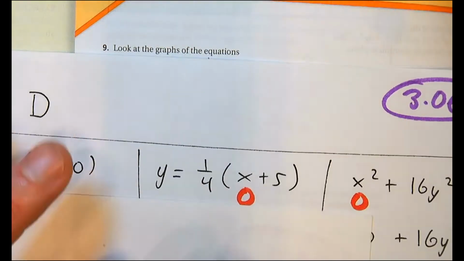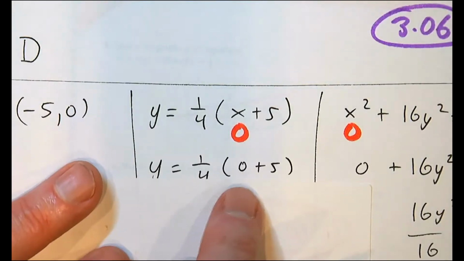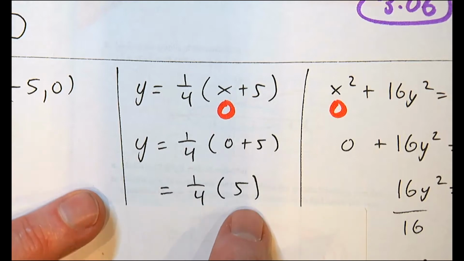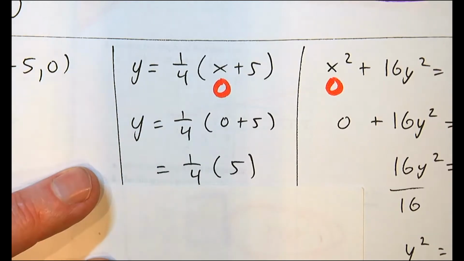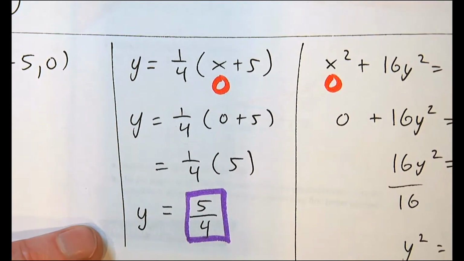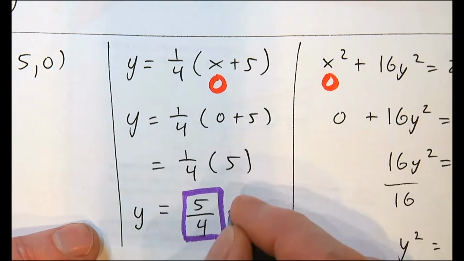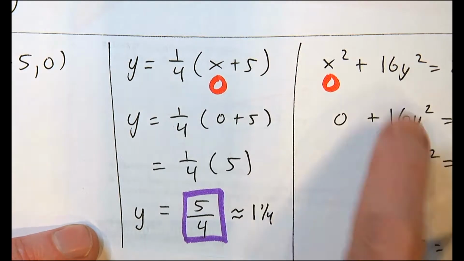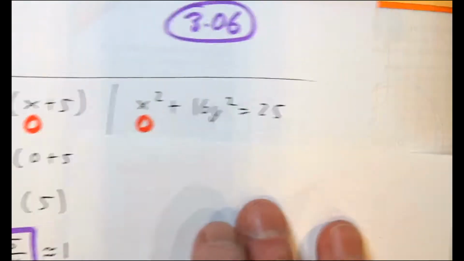So here's my work. I plugged in 0. 0 plus 5, what do we get? 0 plus 5 is 5. 5 times a fourth is 5 fourths. Oh, 5 fourths, or 1 1/4. It was a little bit above. And let me check the other one, let me just see if I still get the same thing.